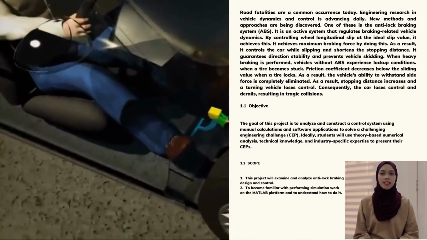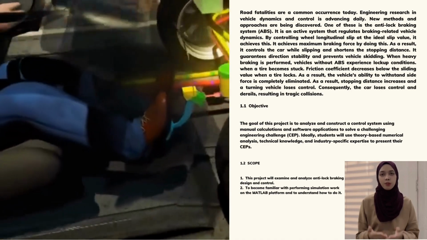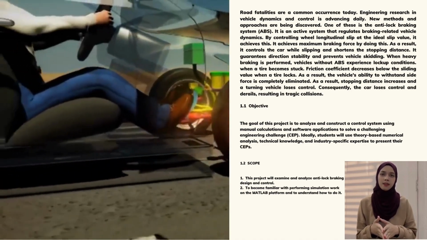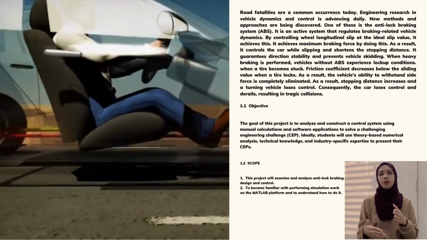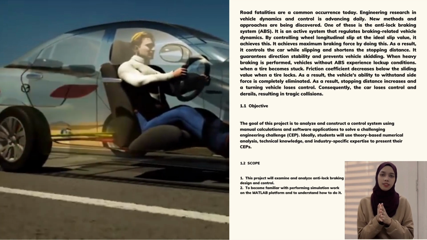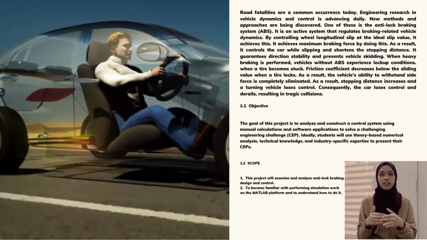Road fatalities are the most common occurrence today. Research in vehicle dynamics and control is advancing daily, and new methods and approaches are being discovered. One of these is the anti-lock braking system, the ABS. It is an active system that regulates braking-related vehicle dynamics.